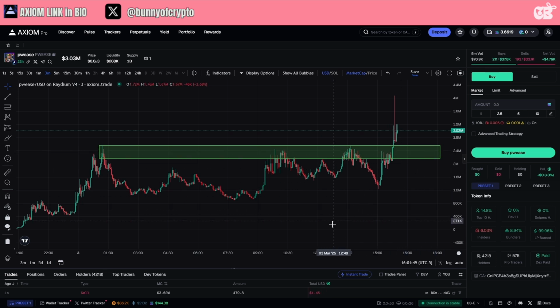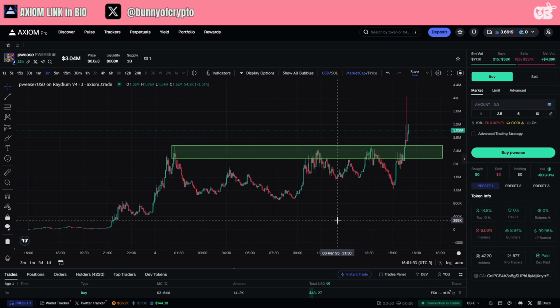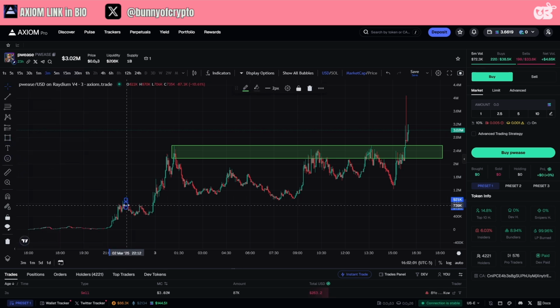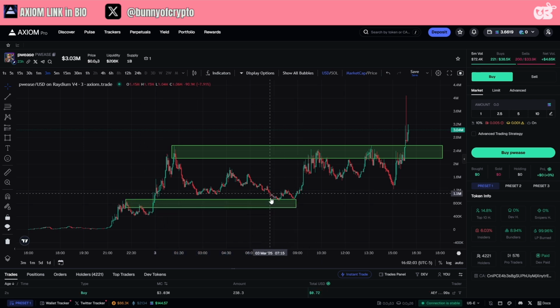As I mentioned, resistance turns into support once the price level is broken. So right here as well, this is another example that we mentioned in the first video as a level of support. Guess what? This was originally resistance. It comes back in here and it bounces, so now it's a support level.